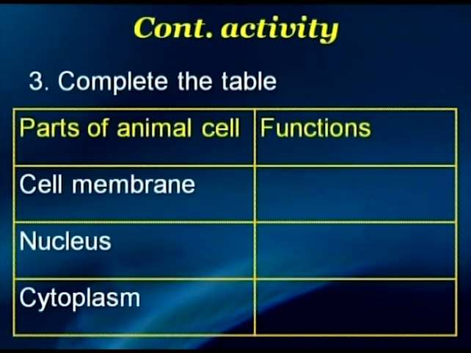All right, the next part of your activity, you are to complete this table. You will discuss in your groups and complete this table. The table simply shows the three parts of the animal cell, and you write down their function. What is the work or function of cell membrane, nucleus, and cytoplasm?